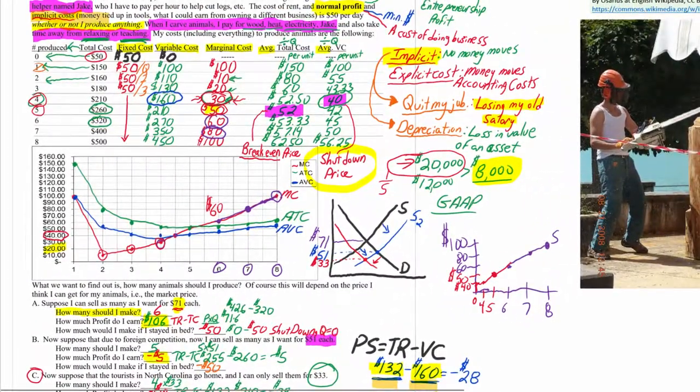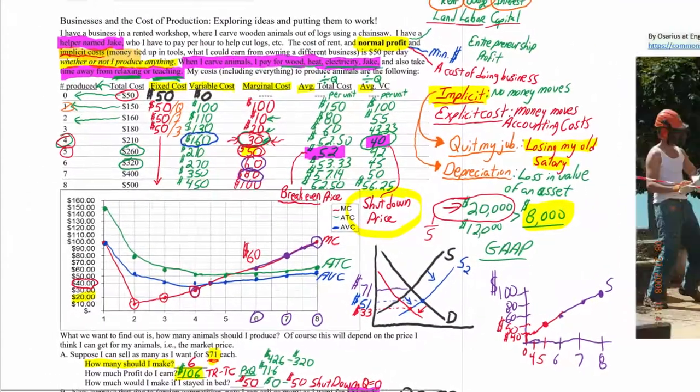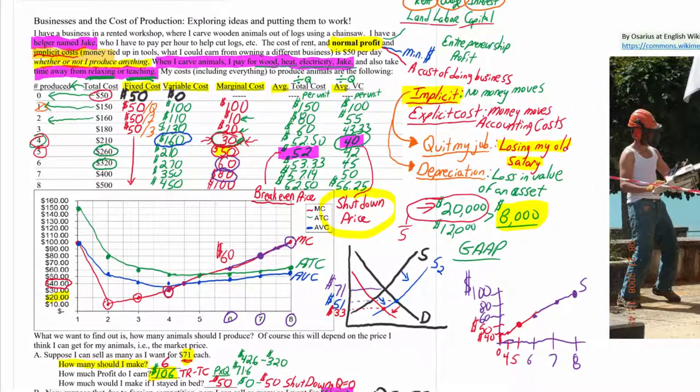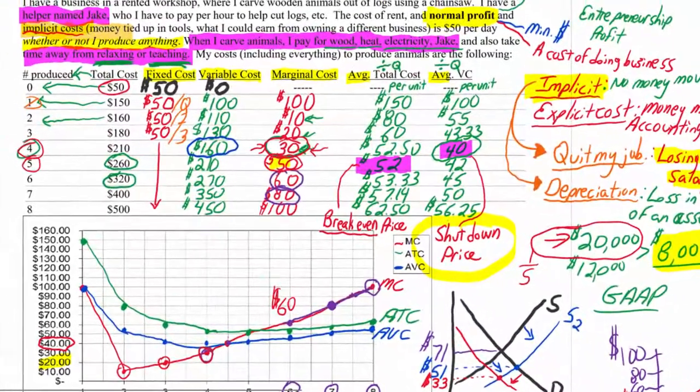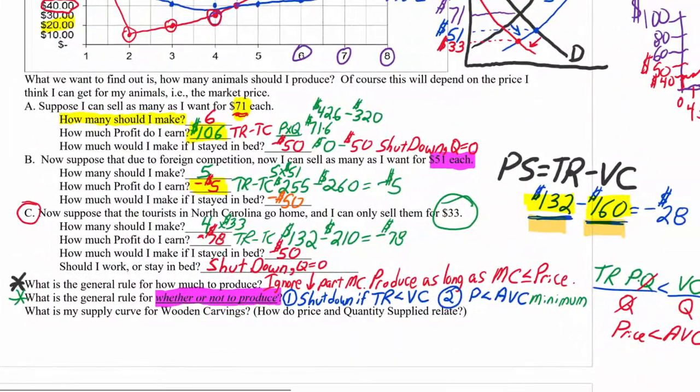Now that is an awful lot to cover in one video. What are implicit costs and explicit costs? What's a normal profit? What's a fixed cost, a variable cost, a marginal cost, an average total cost, and an average variable cost? And how do we use all those to help make business decisions about how much to produce and when and whether to shut down? That's a lot to cover.